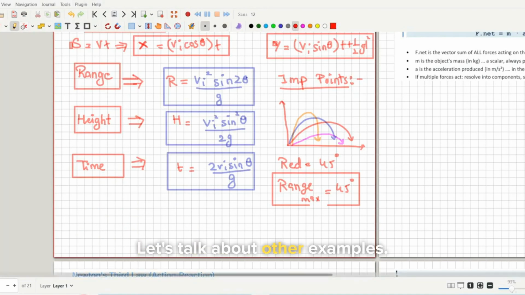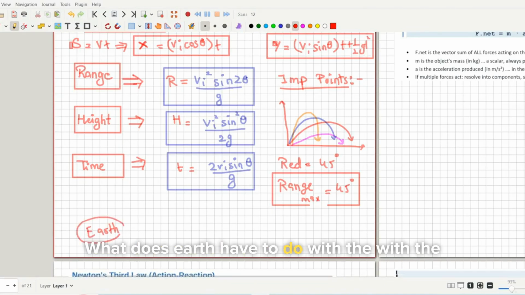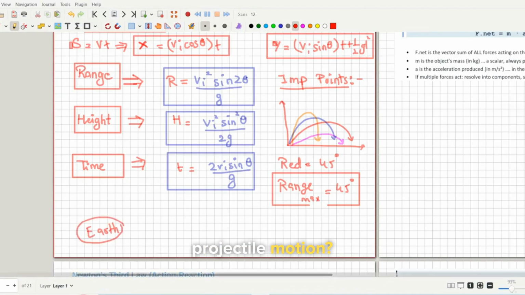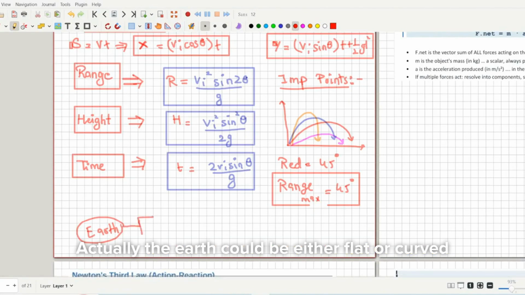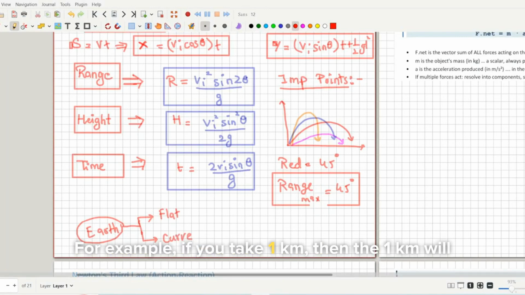Let's talk about other examples. The other thing is about the Earth. What does Earth have to do with the projectile motion? Actually, the Earth could be either flat or curved. What does it mean? For example, if you take a really small portion of Earth, for example 1 kilometer, then the 1 kilometer will seem straight to you, it might seem flat to you.